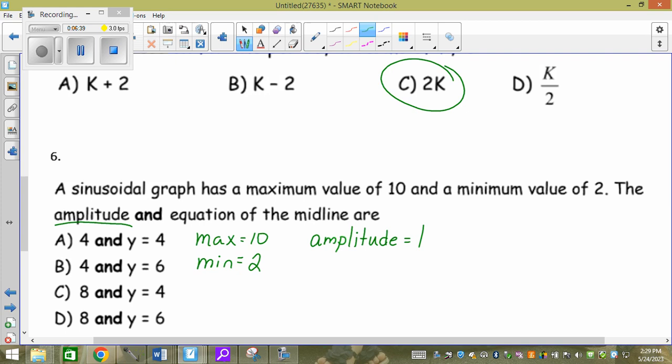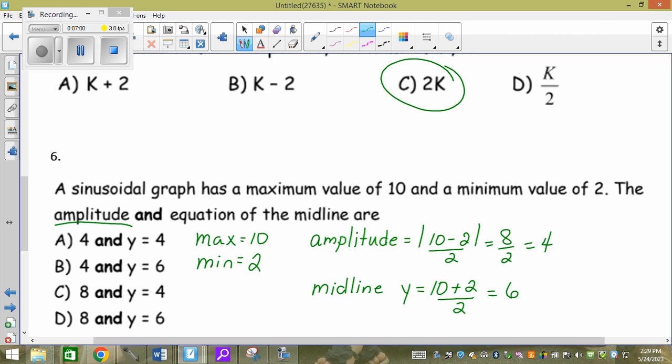equals the absolute value of the max minus the min divided by 2, which is 8 over 2, which is 4. The midline is the addition of them without absolute values. So it's going to be 10 plus 2 divided by 2, which is 6. So your amplitude is 4, and your midline is y equals 6. So it's B.